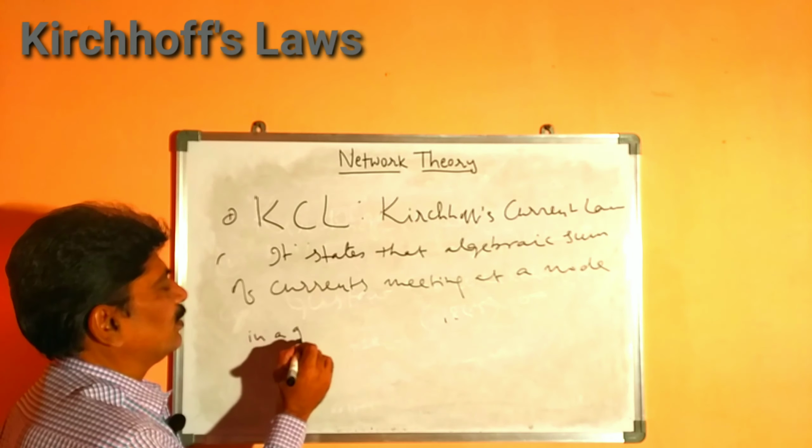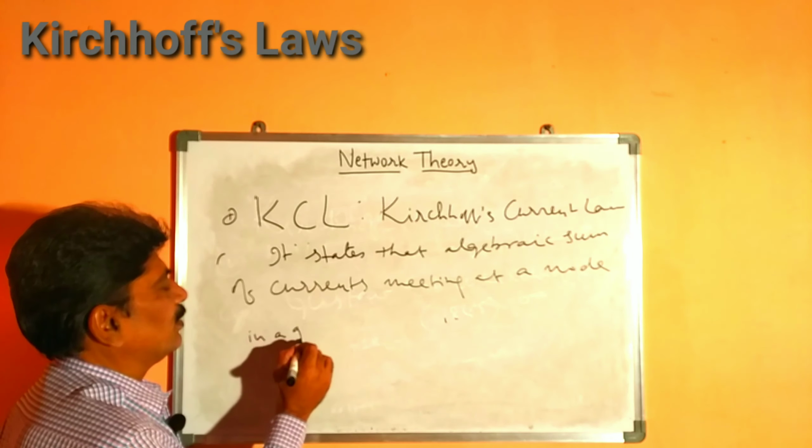Algebraic sum means summation of integer quantities. You know what is a node? Node is a point on a circuit at which two or more branches are joined. And what is a circuit? It is a collection of interconnected circuit elements like voltage source, current source, resistors, inductors and capacitors.